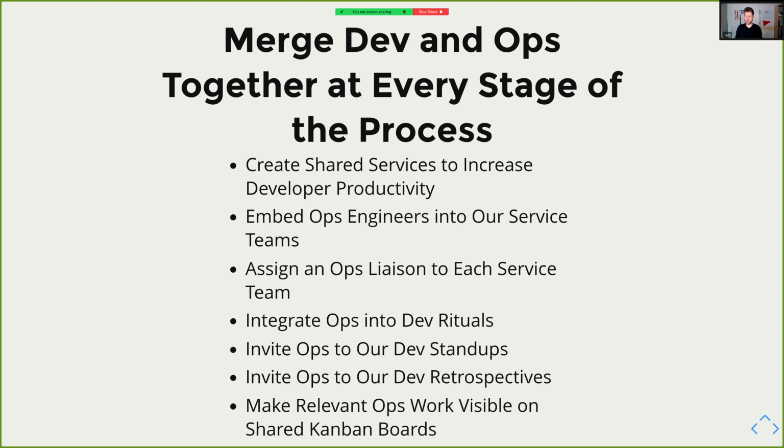On top of that, merging the two connects operations to service delivery and support and promotes cross-skills training. We can do this by assigning an ops liaison to each service team. So if it's not possible to embed an engineer within a service team, delegate an operations liaison to coordinate with the team directly. This will motivate dev and operations to collaborate better at all project stages.